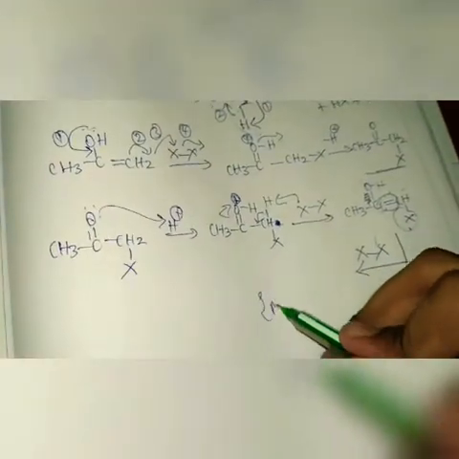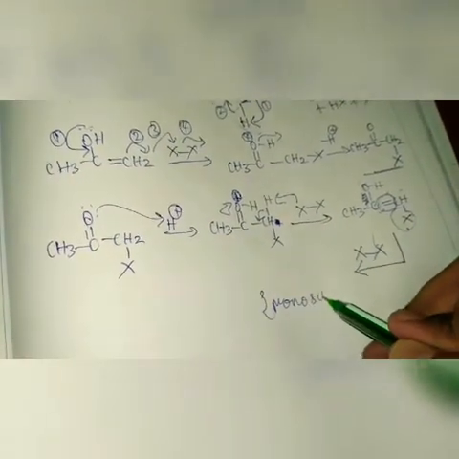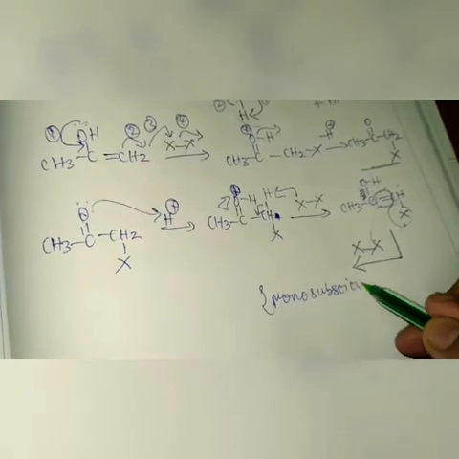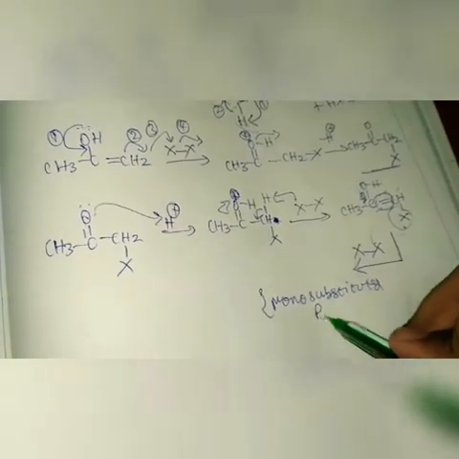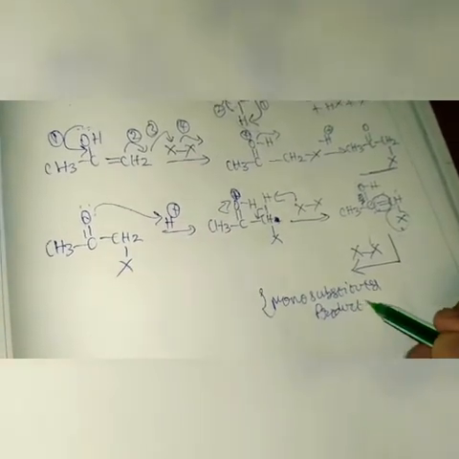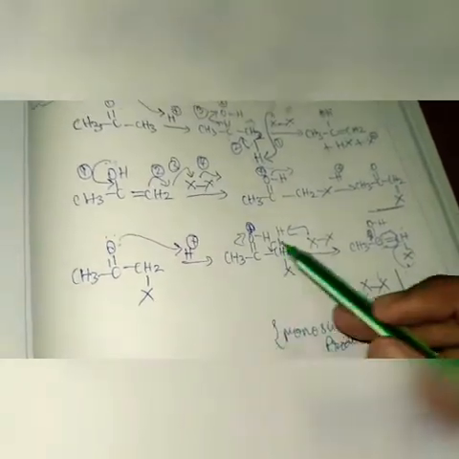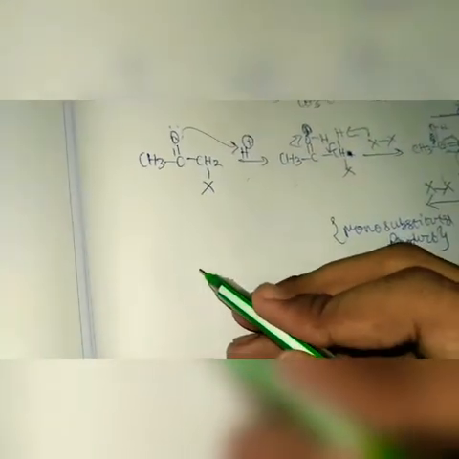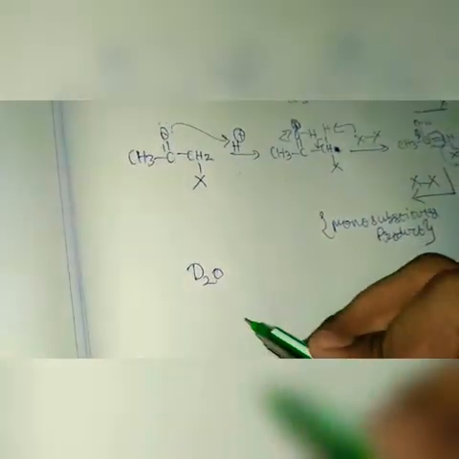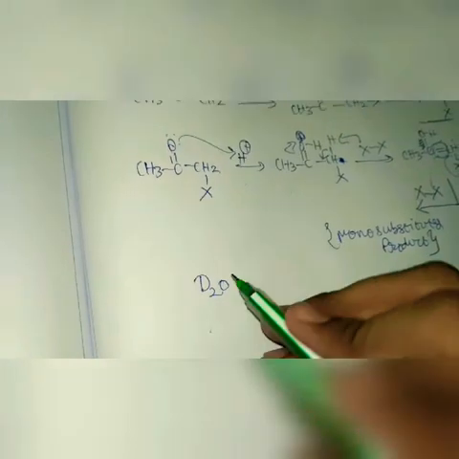So here only a monosubstituted product is formed. This is a very important point in this reaction. A monosubstituted product forms in the presence of inductive effects, with a group like halogen. This substitution can also take place with D2O, which is deuterium oxide, in the presence of H plus or OH minus.